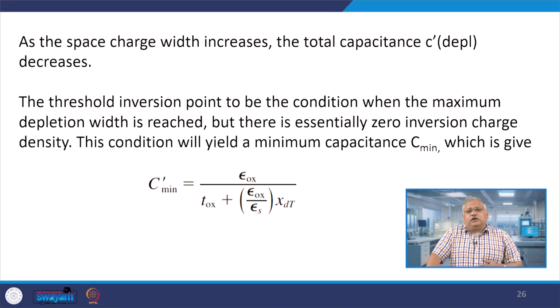As you can see here, as the space charge width increases, the total capacitance C prime decreases. This I was telling to you properly. Another point of definition of threshold inversion point is the condition when you reach the maximum xd, which is given by xdT, right. This will yield you the minimum value of C depletion, and that is given by this formulation, that C prime minimum is. So, why is it so? Because this is the place where you have almost zero inversion charge. After this, the inversion charge starts to shoot up, right, and the condition to yield the minimum capacitance is given by this formula which you see in front of you.